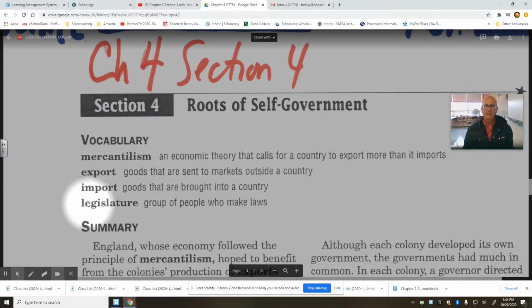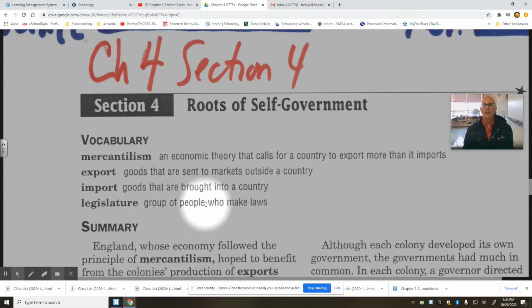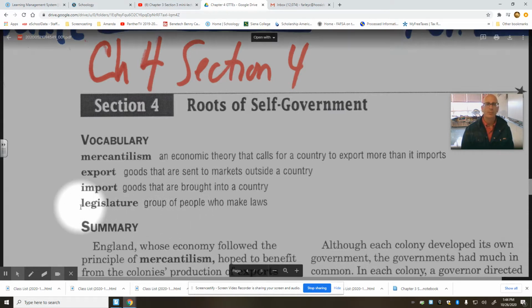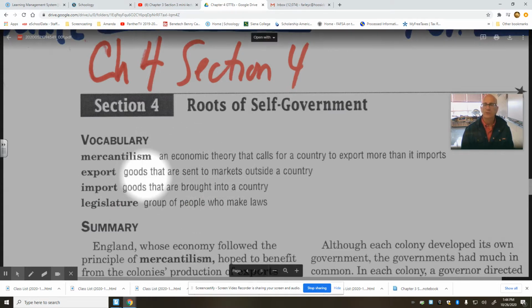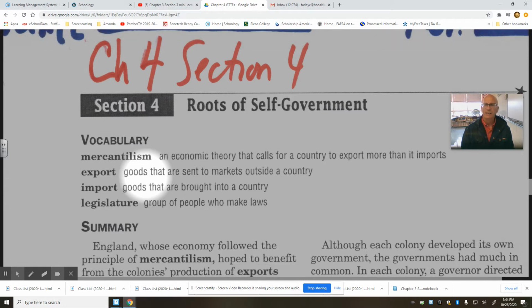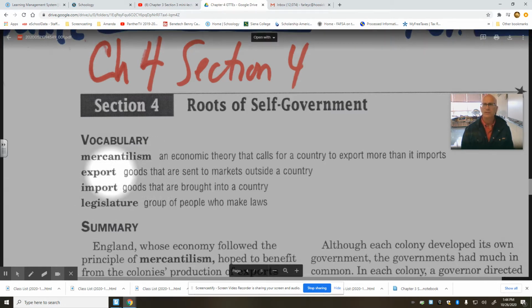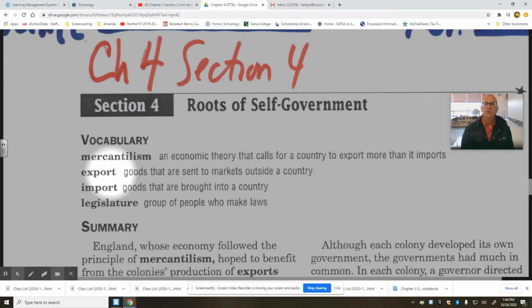And lastly, a legislature is a group of people who make laws. We learned that, for example, in the Virginia colony, the House of Burgesses was a group of legislators who make up a legislature, a group of people who make laws. So these vocab terms can also be found on Quizlet, and they will also be posted on your Google Classroom feed as you prepare for your quizzes this week.